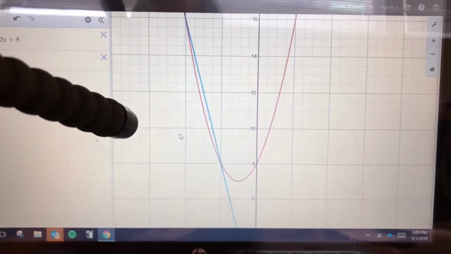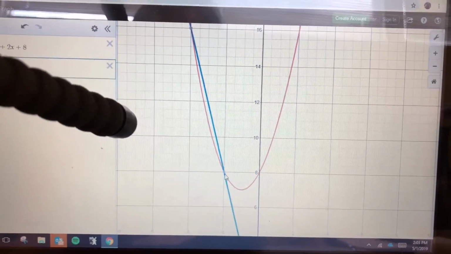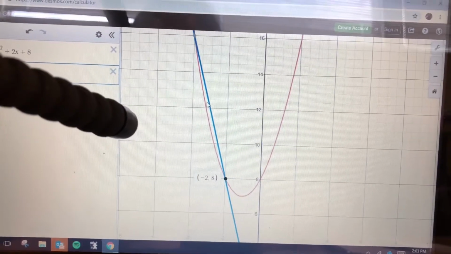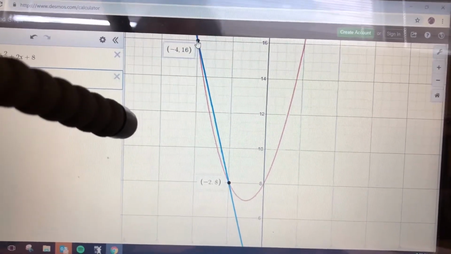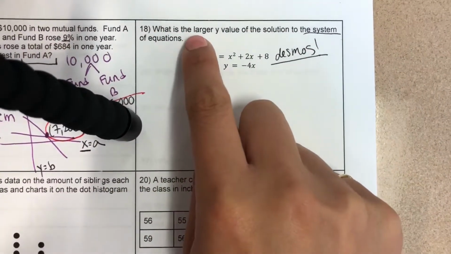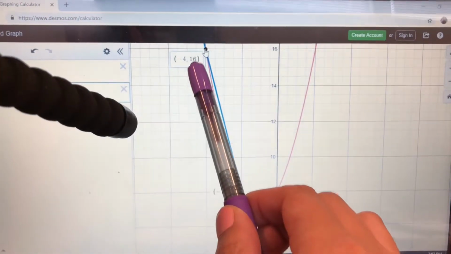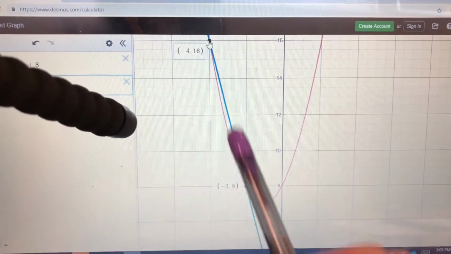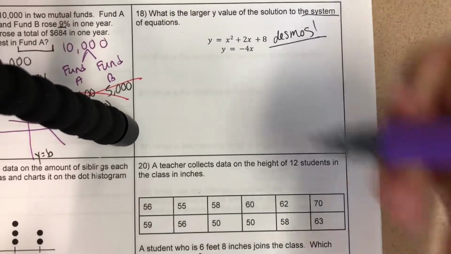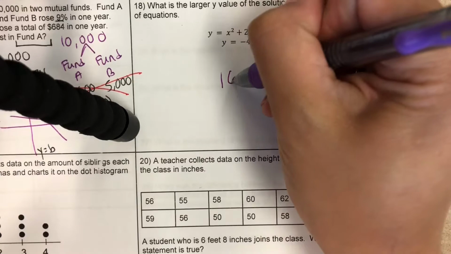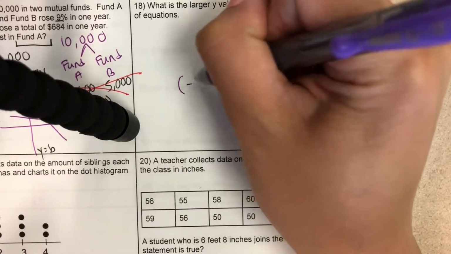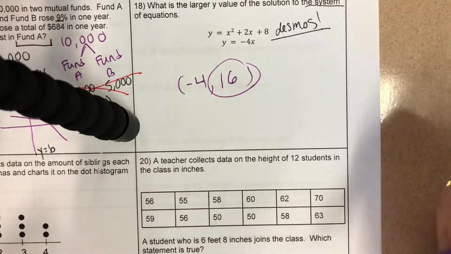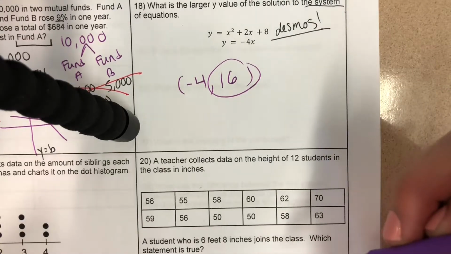All right, so the first one is going to be negative 2.8, and the top one up here is negative 4.16. So go back to the question. It says, what is the larger y value? So right here, one of my y values is 16, one of them is 8. The larger one is going to be 16. So my answer is that the larger y value is going to be 16. The ordered pair is technically negative 4.16, but the y value is that one right there.